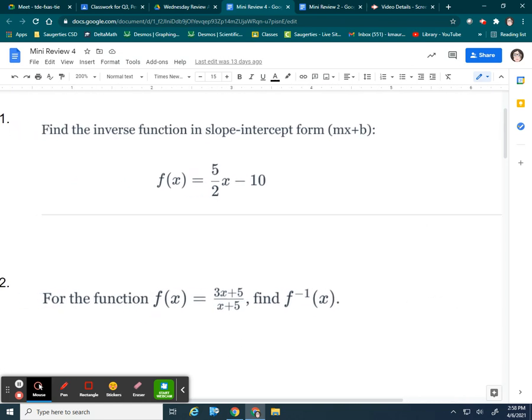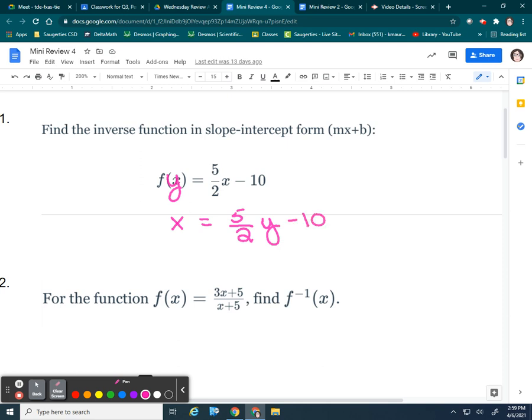So this comes from assignment number 22, and there's one at the beginning of the year, but both of these are taken care of in assignment 22. So number 1 says find the inverse function in slope-intercept form, y equals mx plus b. Remember, f of x is the same thing as y equals. So in order to do an inverse, what you're doing is you're switching your x and your y.